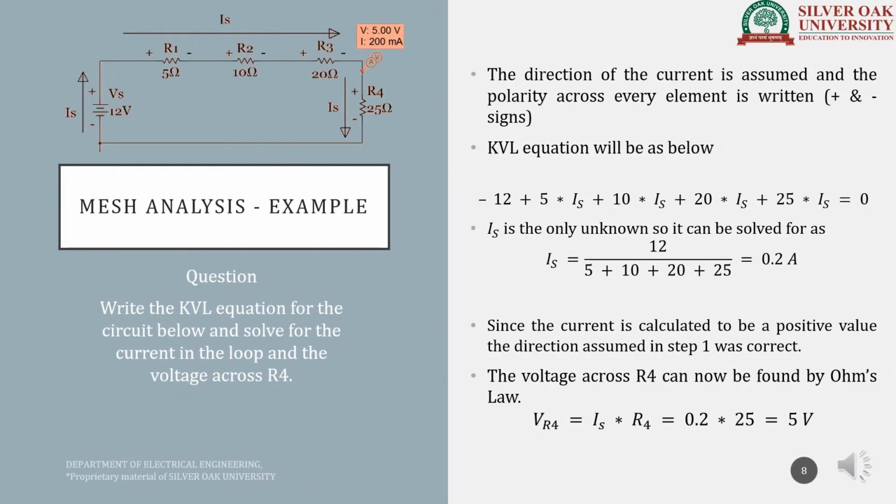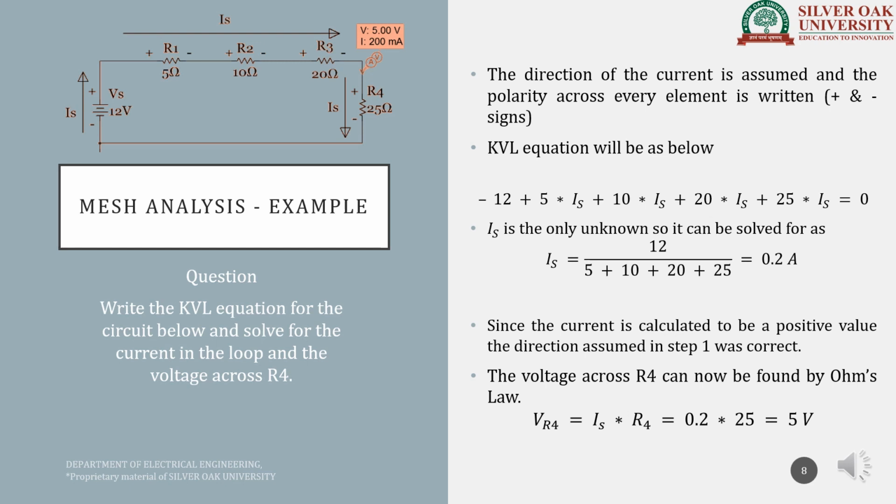In this slide, let us understand mesh analysis with a very simple example. Here, a voltage source of 12 volts is given, which is connected to the series connection of 5, 10, 20 and 25 ohms. We are given the task to find the voltage across R4 using KVL. So, let's begin. First, we observe that in this given circuit only one loop is present, so only one equation shall be created.